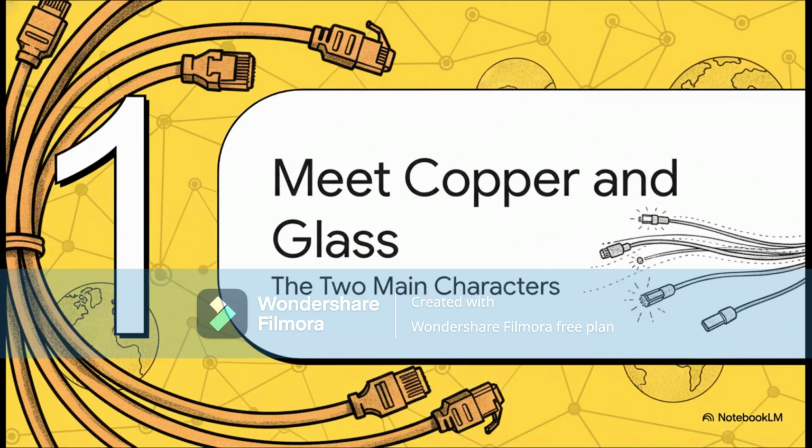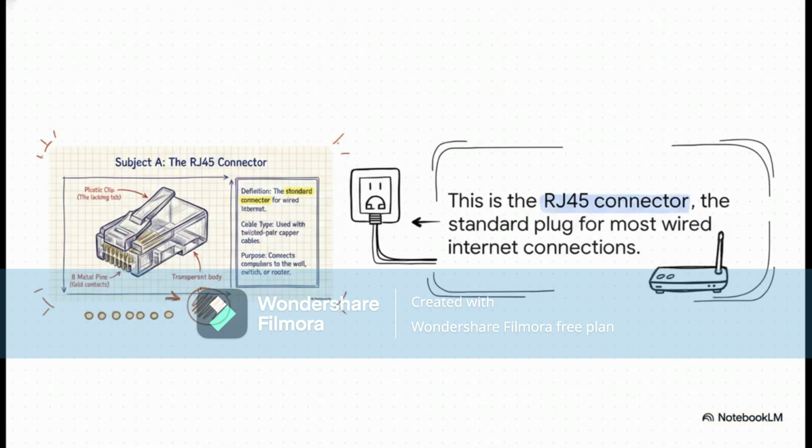To get to the bottom of that, we need to meet our two main players. Think of it like this. In one corner, you've got the familiar, everyday workhorse of our local networks. And in the other corner, you've got the long-distance, light-speed champion of the global Internet. Okay, first up is the one we all know, the RJ45 connector. You've seen this thing 1,000 times. It's got that little plastic clip on top so it snaps in place, and most importantly, look closely.